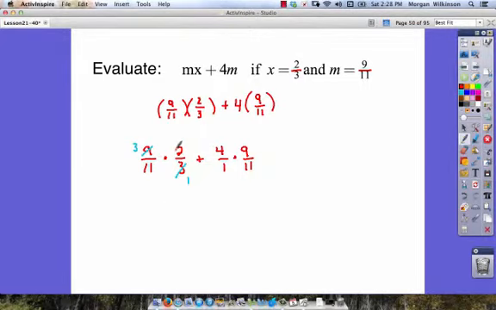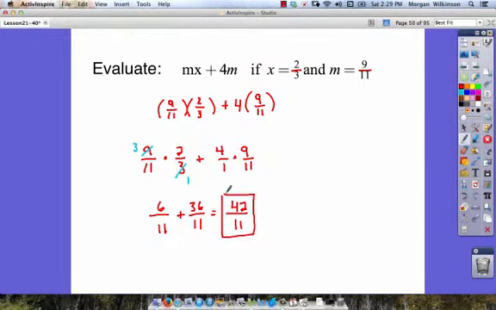3 times 2, that's 6. 11 times 1, that's 11. Plus 4 times 9 gives us 36. 1 times 11 is 11. And in this one, to find out our final answer, we know when we add fractions, the denominator stays the same. And we get 36 plus 6, which must be 42. So we've got our answer of 42/11.